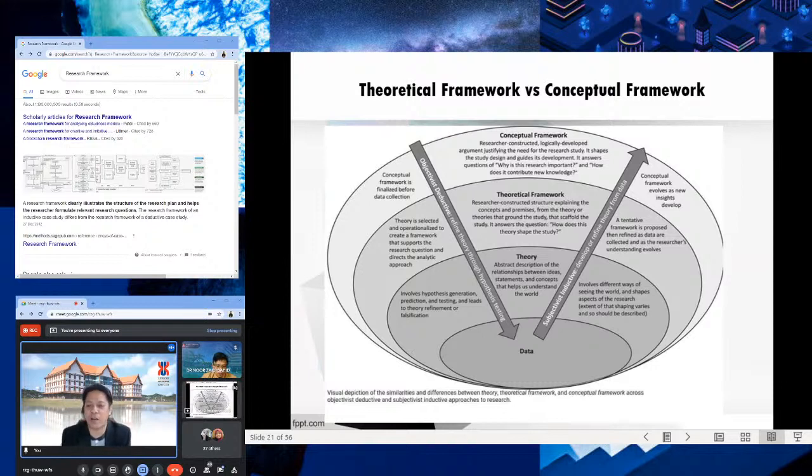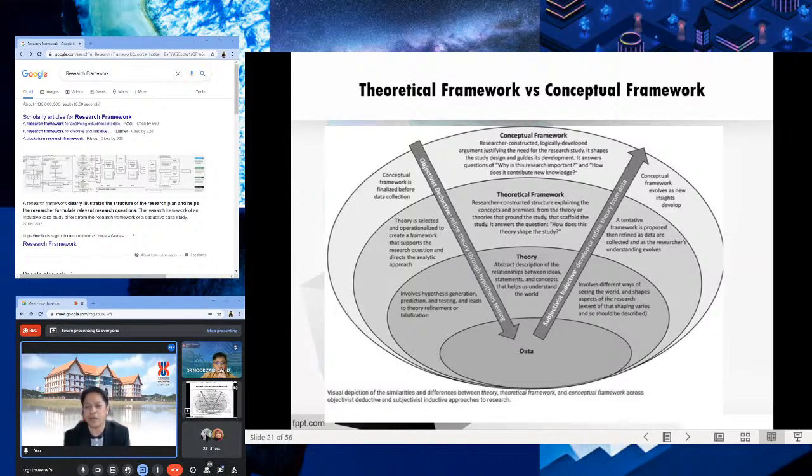So for the research you want to conduct, you need to understand first that this research is very important to solve what problem, or to contribute to what type of new knowledge that you want, the outcome of your more generic conceptual framework.